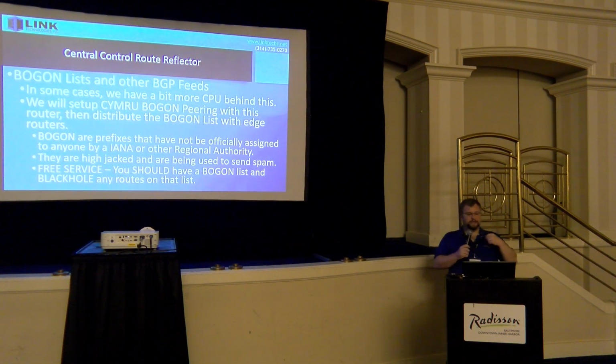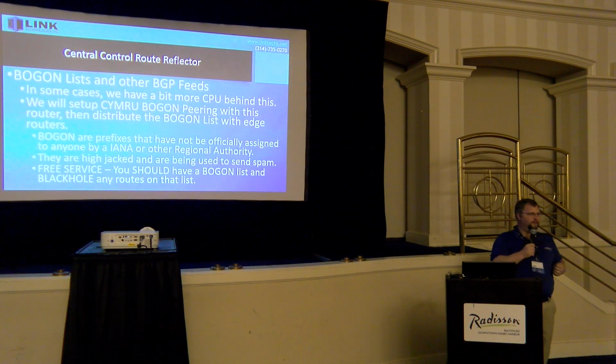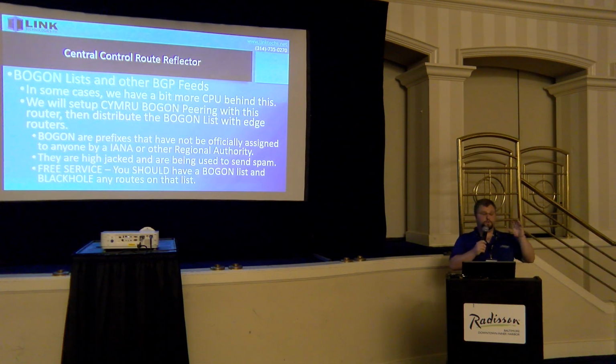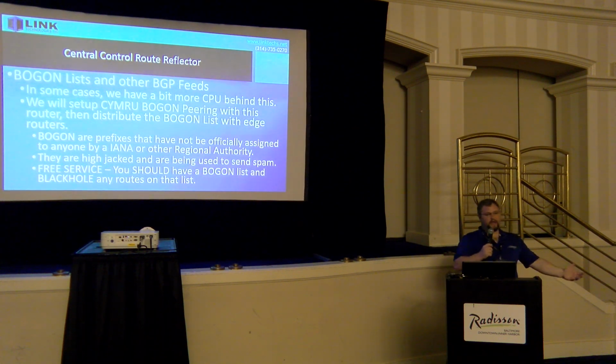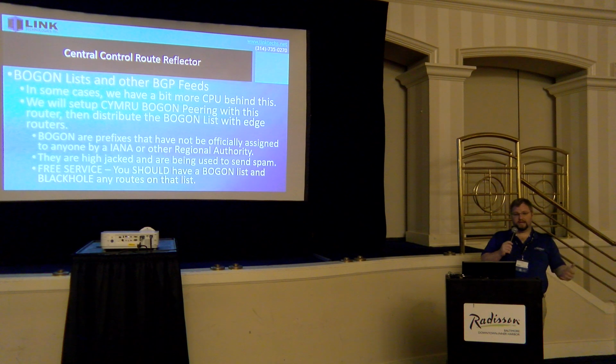Something else you can do with a centralized route reflector. How many people participate in the Team CYMRU? I think I'm pronouncing that correctly. They're Bogon lists. I do. It's a very good way to ensure that you're only passing traffic that you need. You can get a free peering session with them. They have Bogon servers all over, and they will give you all the IP addresses that should not be on the internet.